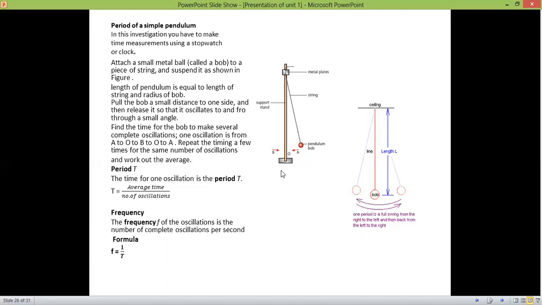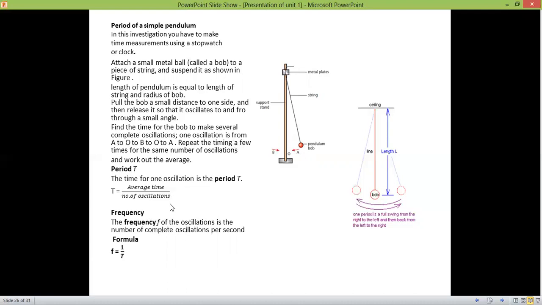For that, first we need to measure, using a stopwatch, the time taken by the bob for a certain number of oscillations. For example, 10 oscillations. We are measuring the time using a stopwatch required by the bob to complete 10 oscillations. After that, we're going to repeat this process for the same number of oscillations, and we will get two readings, and we're going to calculate the average of the two readings, and then the average time will be divided by the number of oscillations.